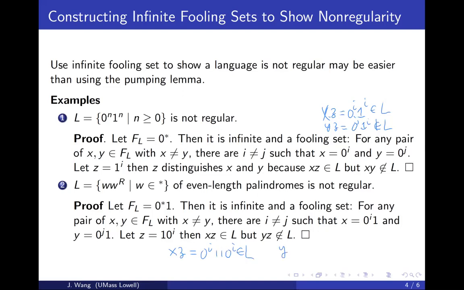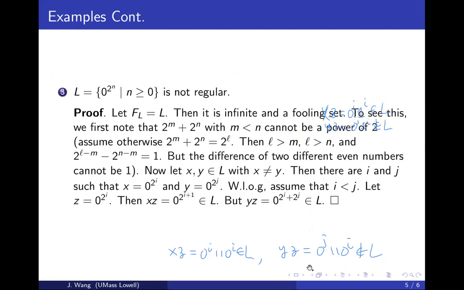But then yz is 0^j 1 and then 1 0^i, which, since j is not equal to i, is not in capital L. So as you can see here, it is easier than using the pumping lemma to show that these two languages are not regular. So next, we're going to see another example.